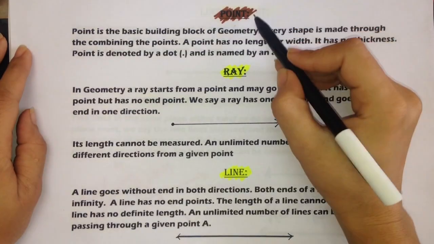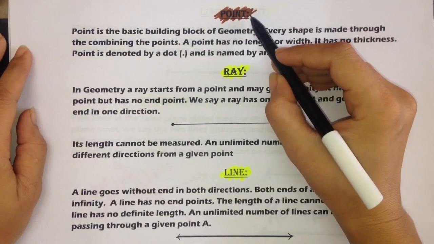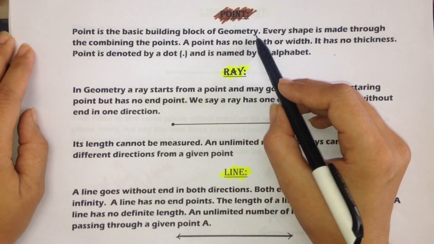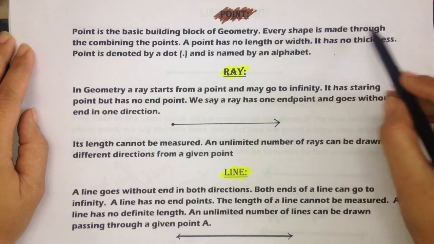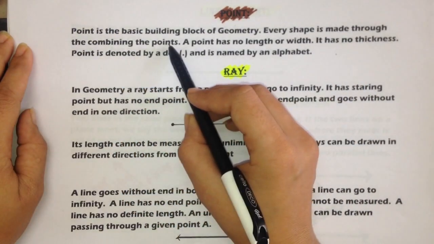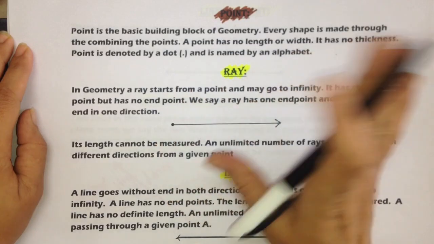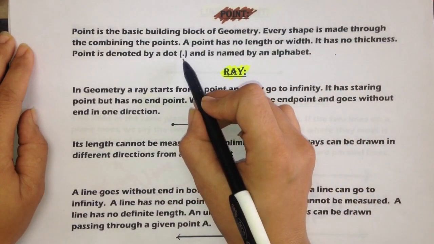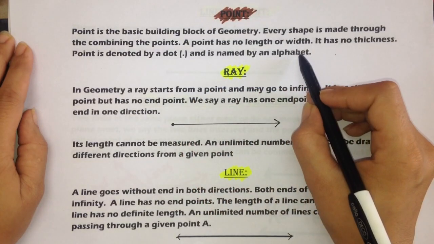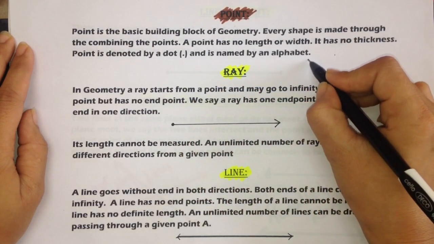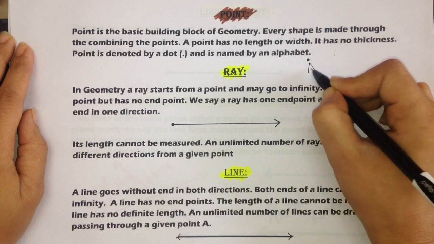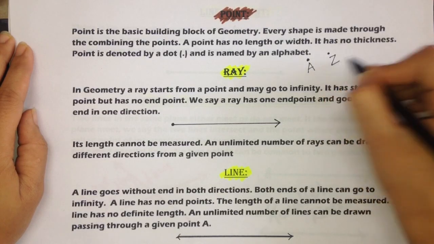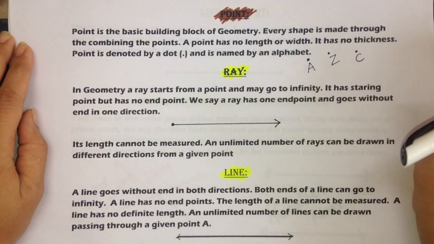We'll start from the very basic topic, that is point. What is a point? A point is the basic building block of geometry. Every shape in geometry is made by combining points. A point has no length, no width, no thickness, and it is denoted by a dot and named by an alphabet. Like I am denoting this particular point by A. This would be called point A. This would be point Z. This would be point C, in that way.